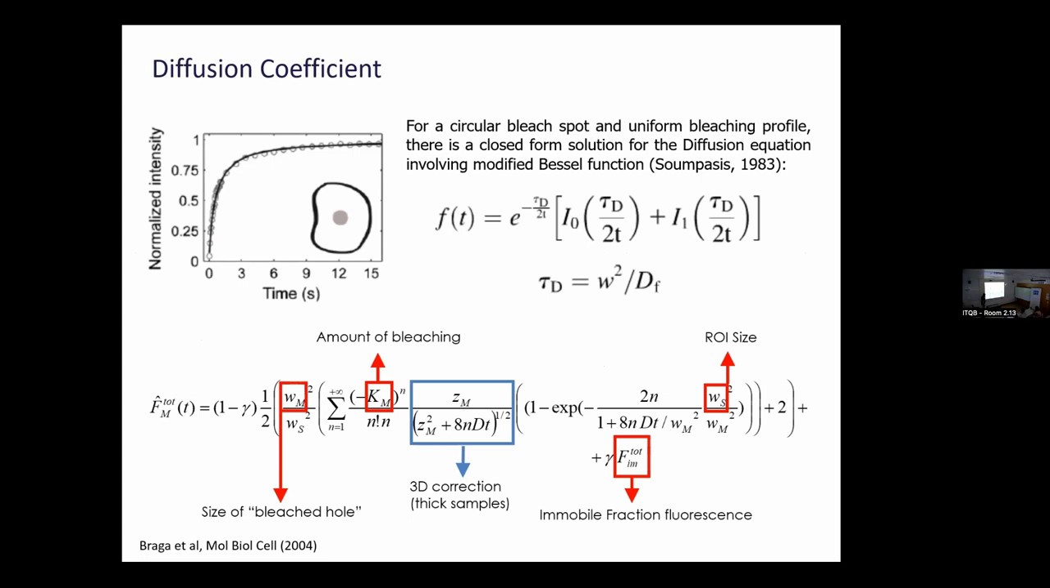This is the work of José Rino, where we were able at the time to measure much faster diffusion coefficients than using the traditional formulas, by taking into account diffusion that also occurred during bleaching. I just want to show you a complicated formula to show you that we were doing this really on a quantitative level, and we were able to extract diffusion coefficients, which is what I'm going to show you now.